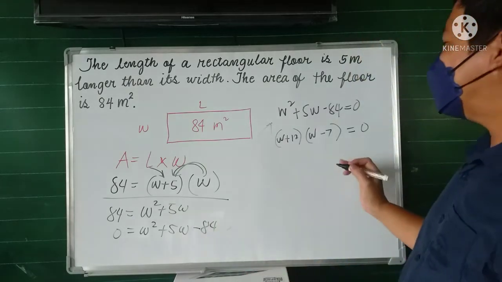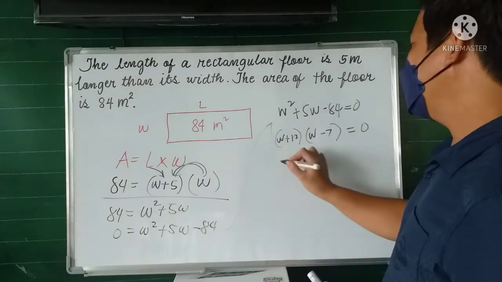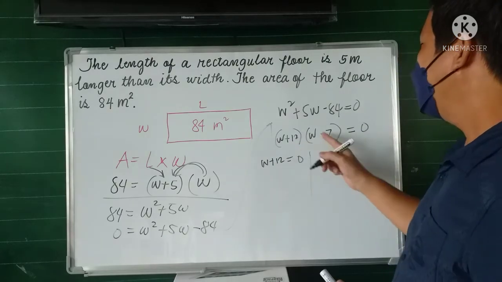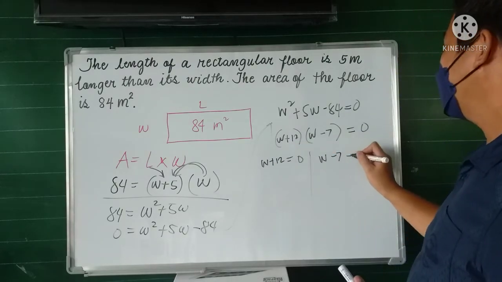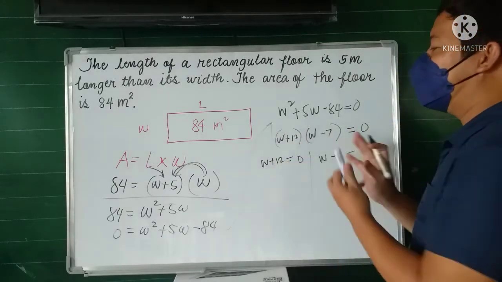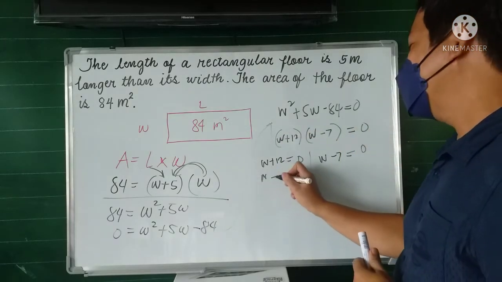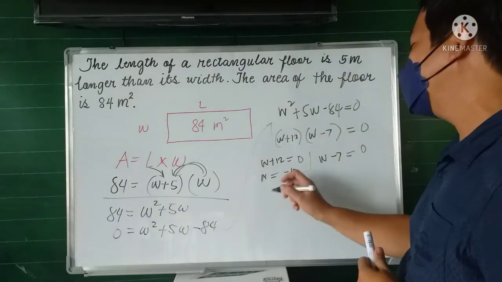Okay, getting this width, we're going to use W plus 12 is equal to 0, and also W minus 7 is equal to 0. The factors, we equate them to 0. Then after that, W is equal to negative 12.